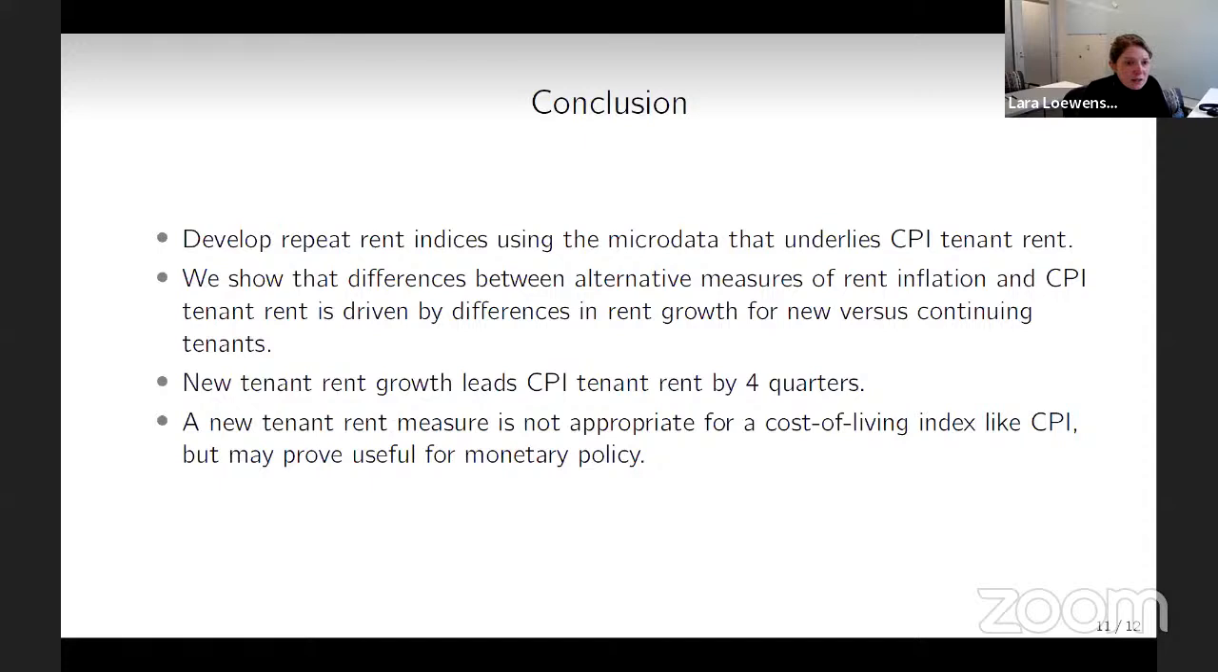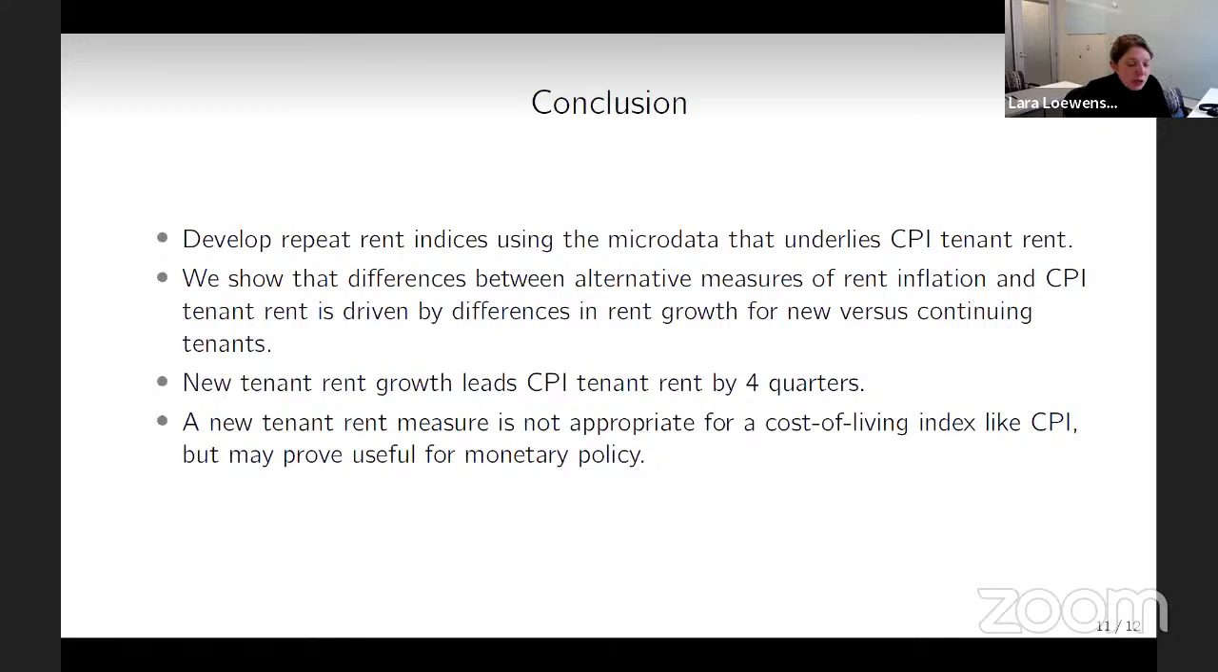So we developed these repeat rent indices using the microdata that underlies CPI tenant rent to create two new repeat rent indices, one for all tenants and one for new tenants. And we showed that the majority of the difference between CPI tenant rent and these alternative measures can be explained by these differences in the scope of the data underlying the indices, by limiting the data to new tenants relative to all tenants. We also show that new tenant rent growth is going to lead CPI tenant rent by about 4 quarters. And that's important.